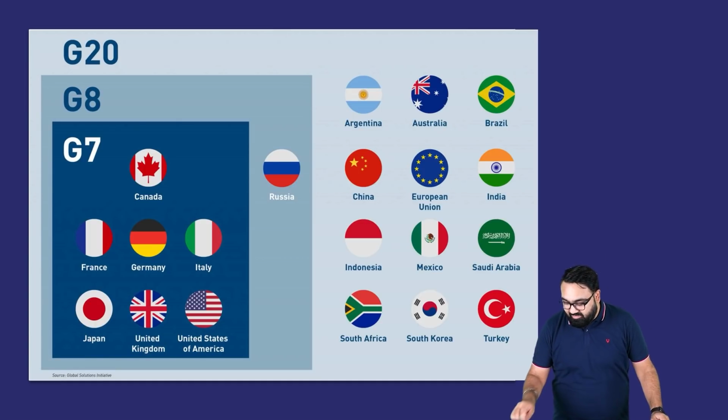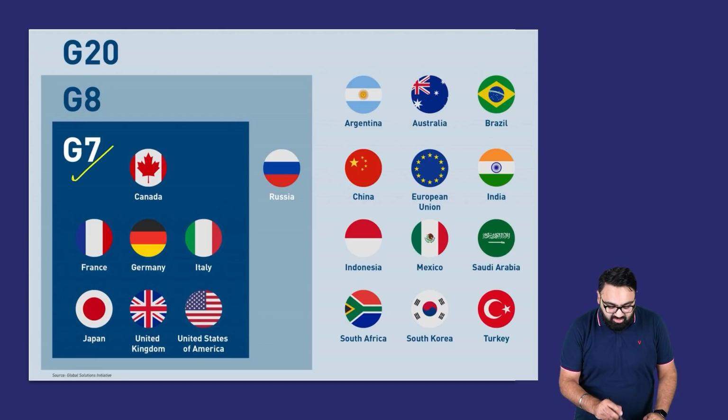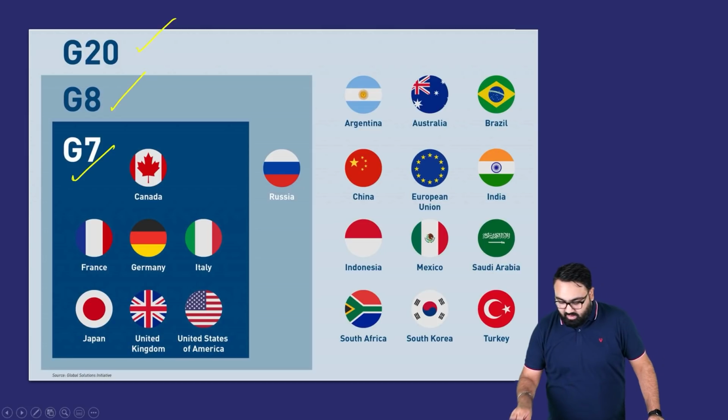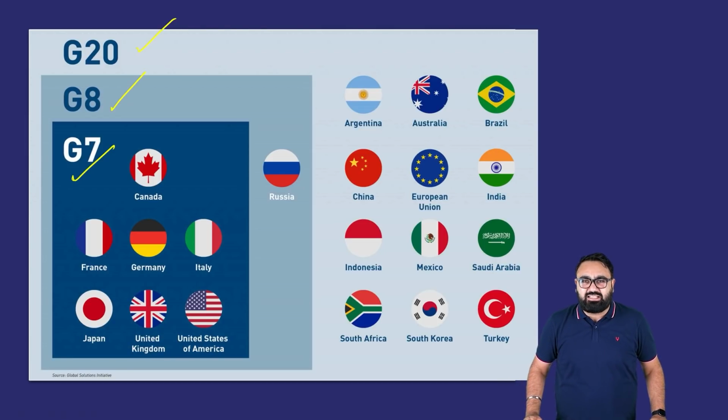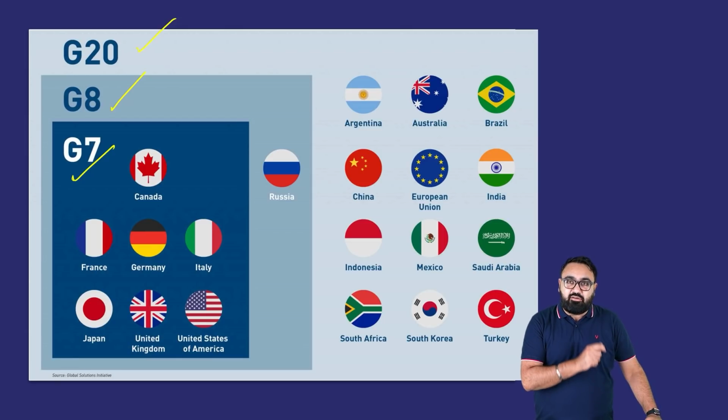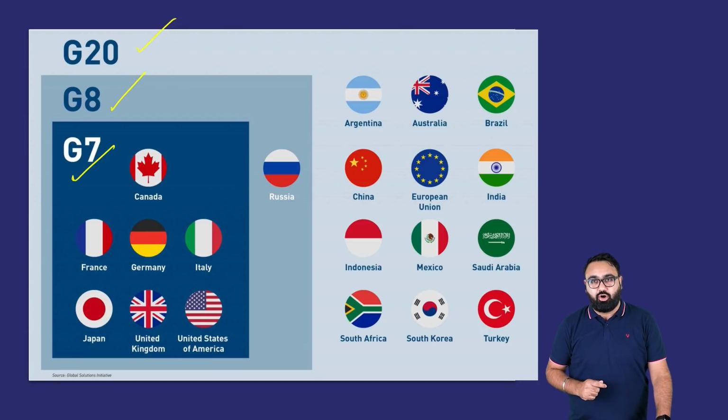Now, the first group that we will discuss is the G7. After that, we'll take up the G8 and G20. Now, G7 and G8 as such are those groups which are not very difficult to remember. G20 on the other hand can be extremely tricky because it has 20 member nations. But let's try and see if we can make it easier for you to remember these nations or not.